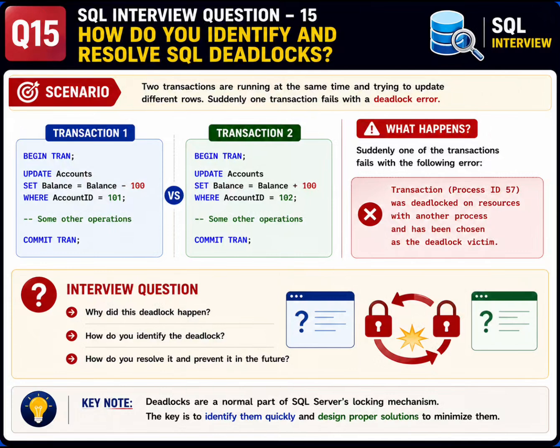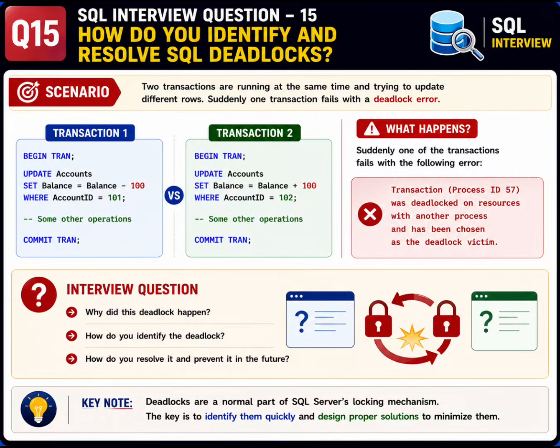The scenario is like, suppose two transactions are running at the same time. Transaction 1 updates account 101 and transaction 2 updates account 102. So initially everything looks normal, but suddenly one transaction fails with the following error. That is, the transaction process ID 57 was deadlocked on resources with another process and has been chosen as the deadlock victim. So the interview question may be, why did this happen? Or how do you identify the deadlocks? Or how do you resolve it?